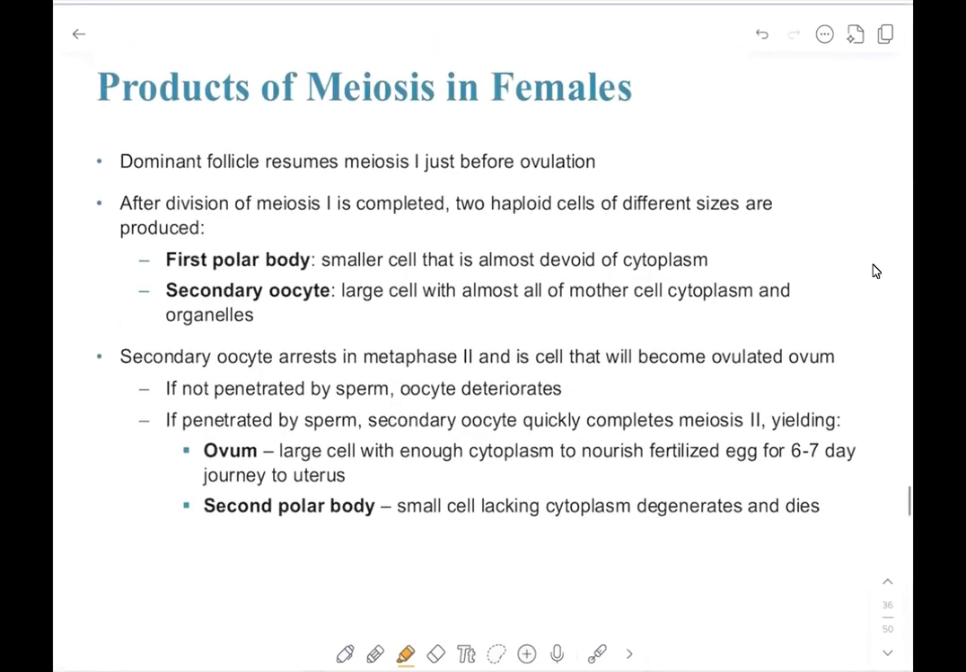So the products of meiosis are shown here. The dominant follicle resumes meiosis 1 just before ovulation. After the division of meiosis 1, there are two haploid cells, a first polar body and a secondary oocyte, and the secondary oocyte arrests in metaphase 2, and it's not complete. It doesn't complete meiosis 2 unless there's penetration by the sperm. Then it quickly completes meiosis 2 to yield an ovum and a secondary polar body. But if it's not penetrated by the sperm, that oocyte is going to degenerate.